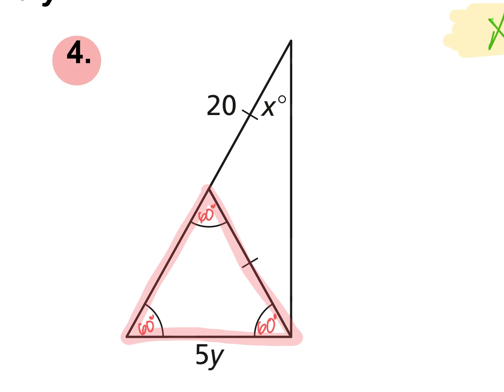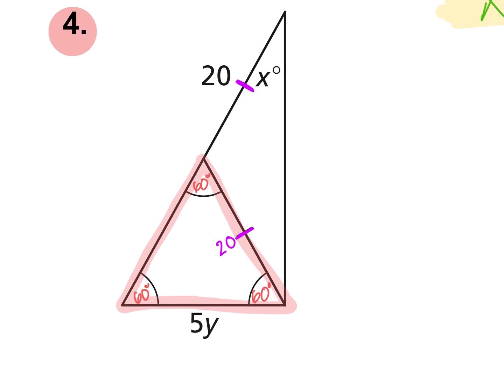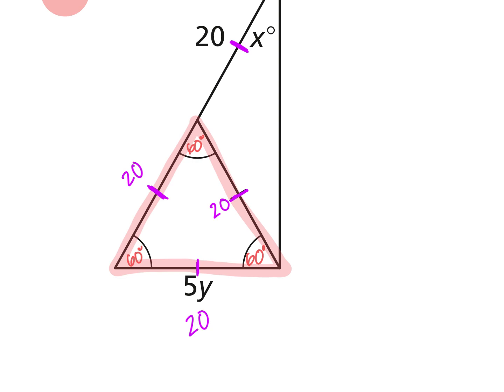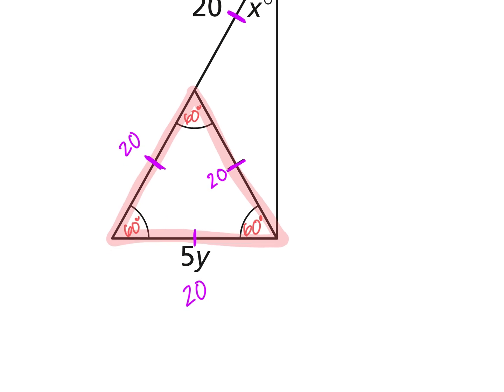If this side right here is congruent to this side, what should this side equal that they're not giving me? What should this side equal? 20, good. And if it's an equilateral triangle, if it's an equiangular triangle, what do I know about all my sides? They're also going to be 20. So if this one's 20, this is also going to be 20. And this one's also going to be 20. How would I find my y? How would I solve for y?